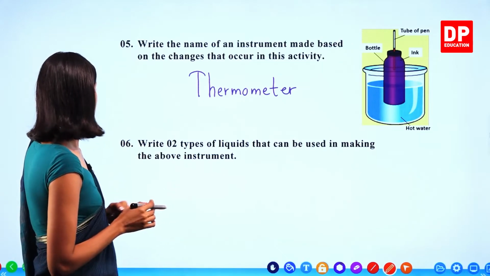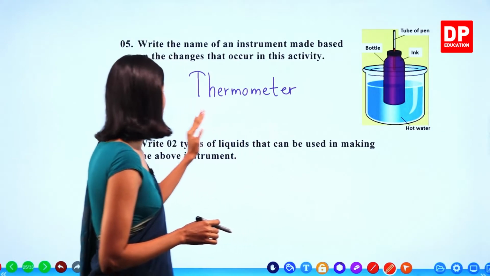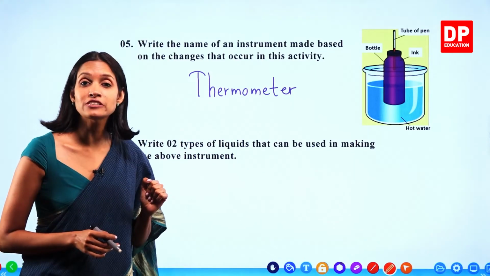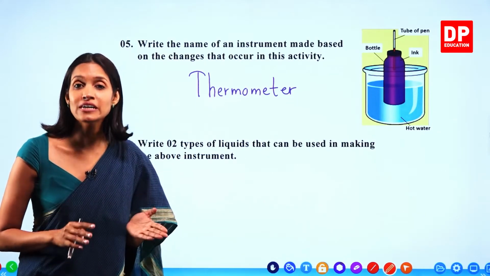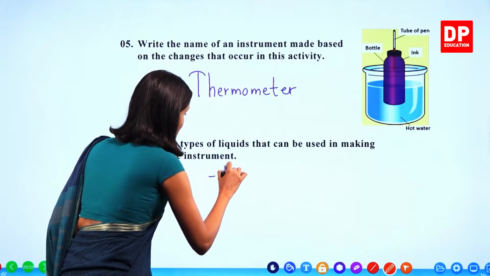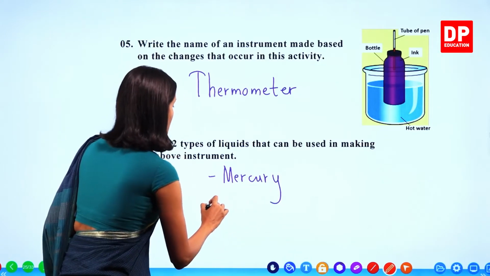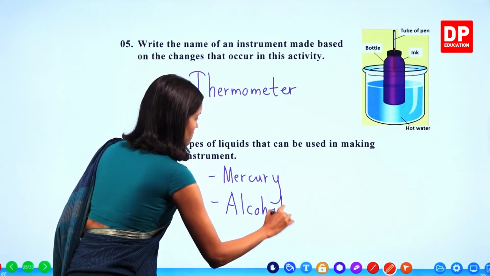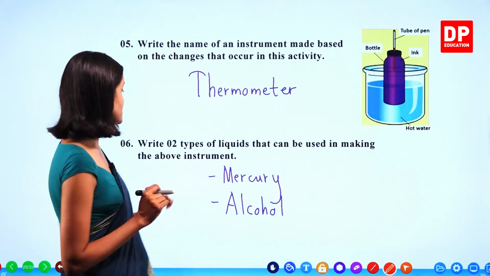Right? Next one. Write 2 types of liquids that can be used in making the above instrument. To fill the bulb of the thermometer, we can use two types of liquids. What are the liquids? Mercury and alcohol. Let's write. Mercury and alcohol. Right? Mercury and alcohol. Right?